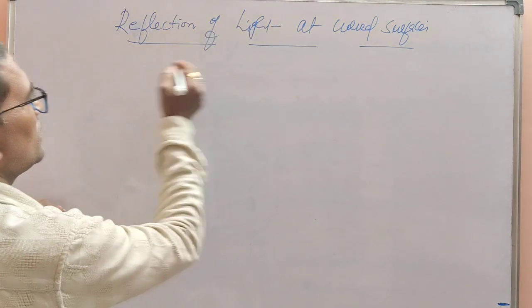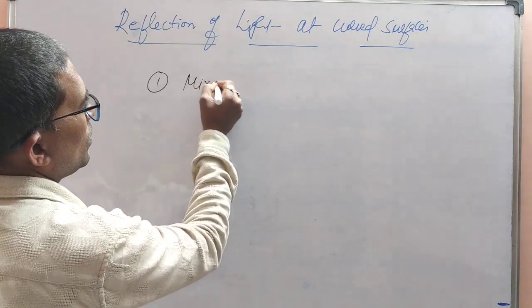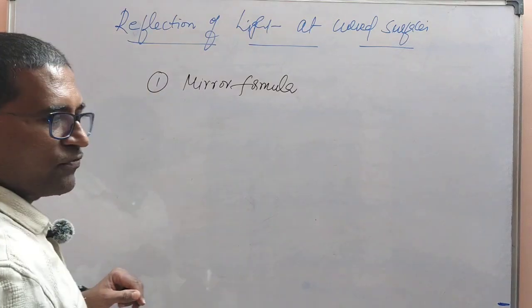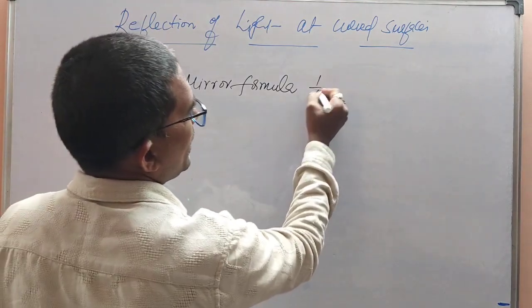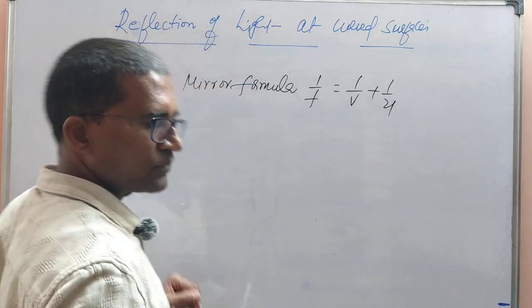And the formulas are, first formula is the mirror formula. Mirror formula: 1 by f is equal to 1 by v plus 1 by u.